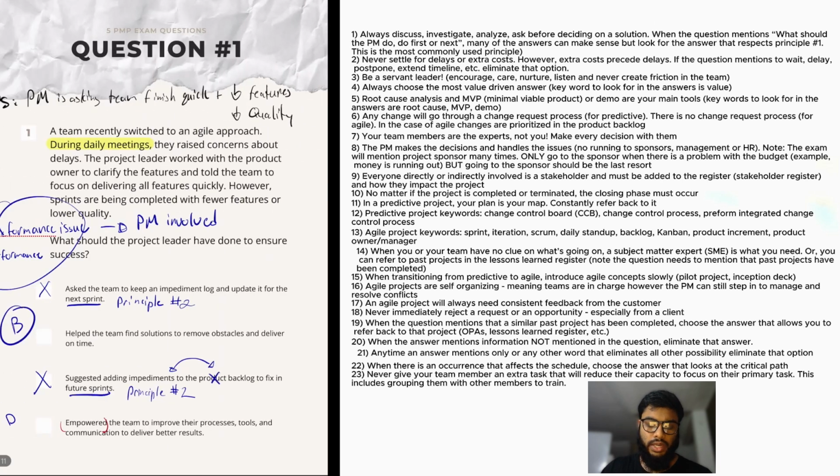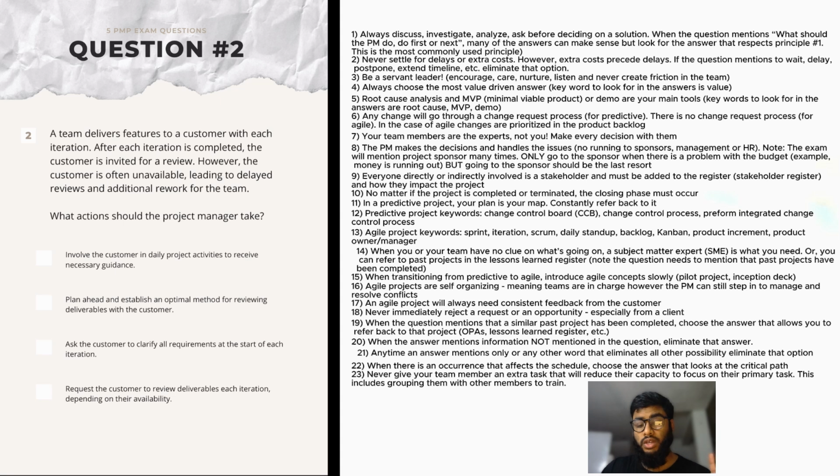Okay, I guess I forgot to put the answer for this one. But we move on to number 2. A team delivers features to a customer with each iteration. After each iteration is completed, the customer is invited for a review. However, the customer is often unavailable, leading to delayed reviews and additional rework for the team. What action should the project manager take?